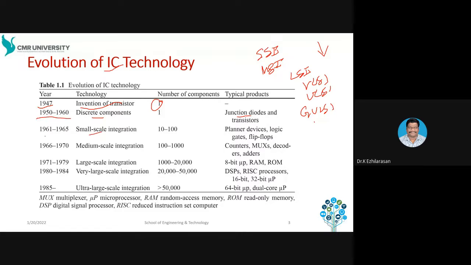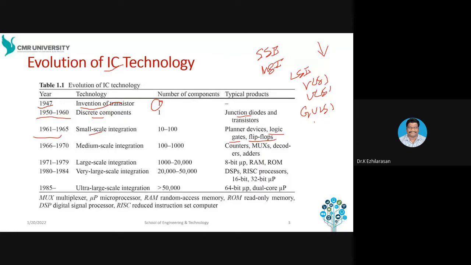Small scale integration came in the period of 1961 to 1965. What small scale integration says is that in a single chip, 10 to 100 transistors are accumulated. That is what we call small scale integration. What examples can we give? Simply, the logic gates, and also flip flops.